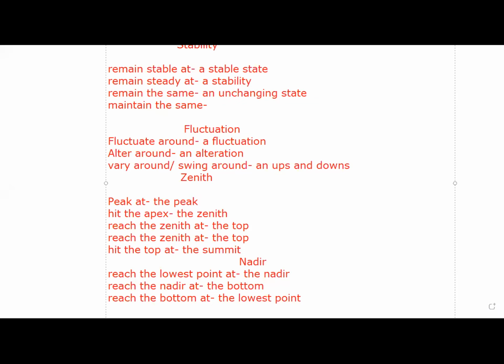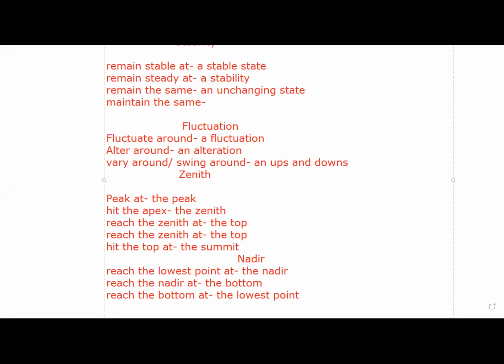So you can see these are the words really needed. In our previous classes, we have done the rest of the part. These are the things we need to complete by today, and we have already completed it. So stability, fluctuation, zenith, nadir, these are the phrases we need to use when we describe a graph.